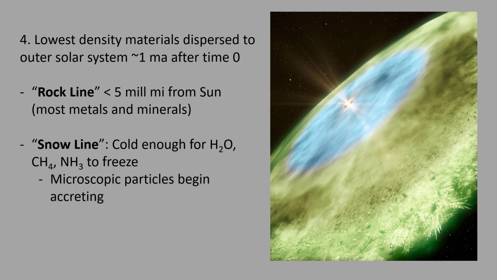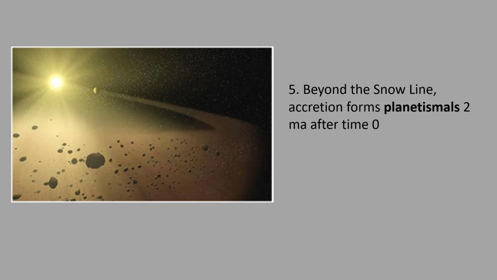You're adding to it. And so these microscopic particles first begin forming, and then they begin sticking together because they're gravitationally attracted toward one another. And this process is going to continue beyond the snow line, where we now have this accretion of methane, frozen water, and frozen ammonia. These particles start to stick together enough that they form celestial bodies that astronomers call planetesimals, about 2 million years after time zero, when things start to cool off just a touch in the outer portions of the solar system.